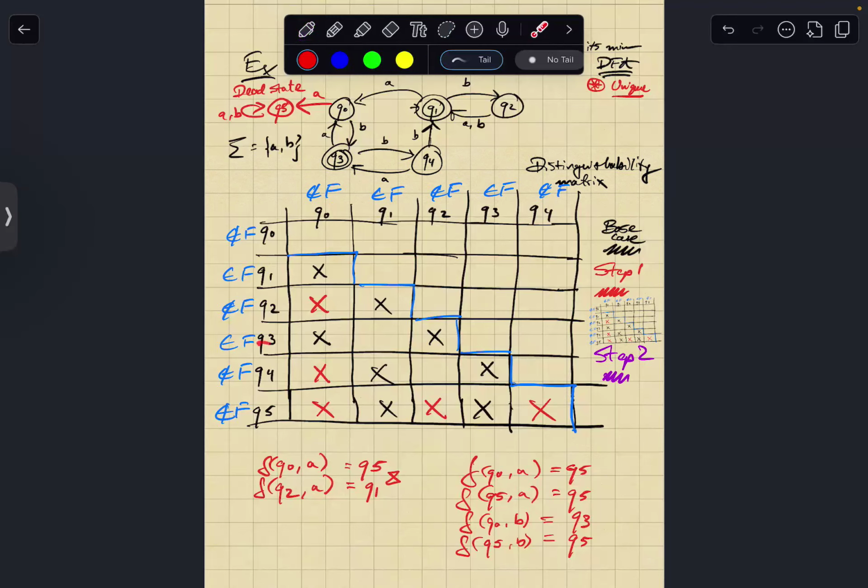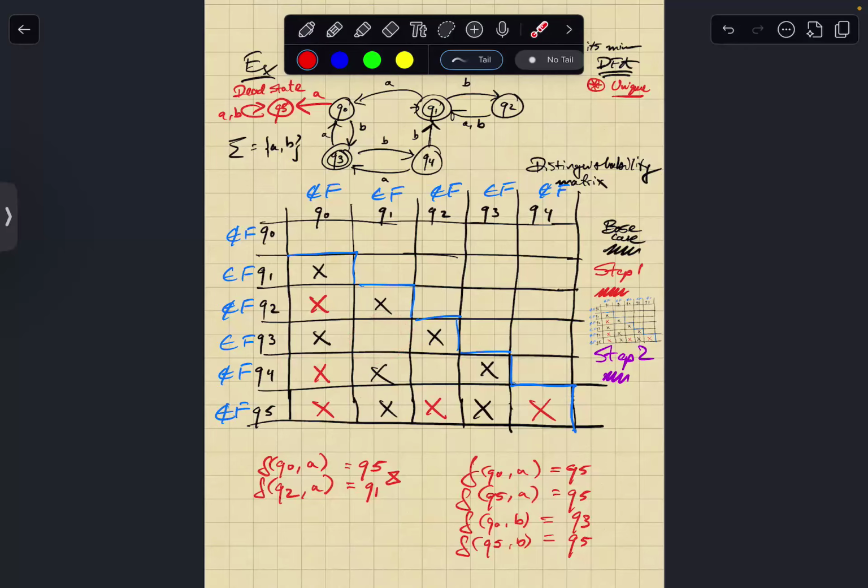There's Q3 and Q1. So Q3 and Q1, when I read an A, I go to Q0, right? That hasn't changed since before. Q0 indistinguishable from itself, so that's no evidence for marking. Q3 and Q1, when you read a B, you go to Q4, and here you go to Q2, that's unmarked. So again, that's no evidence for marking. So that means that this one is still going to be unmarked.